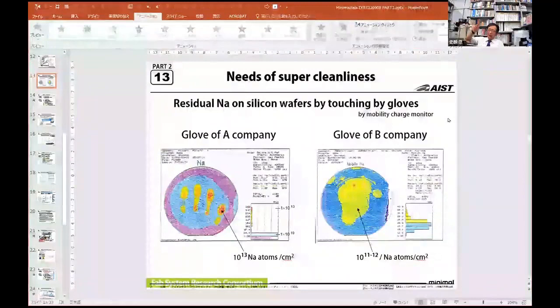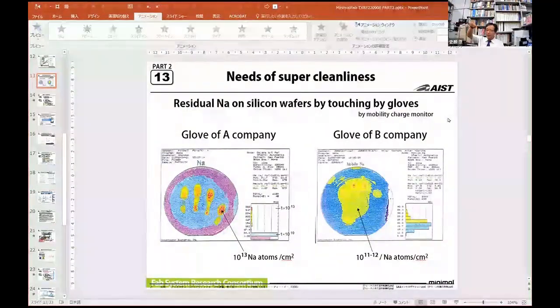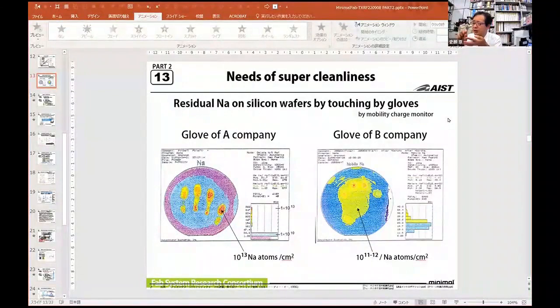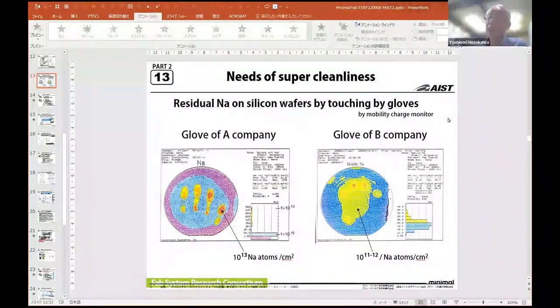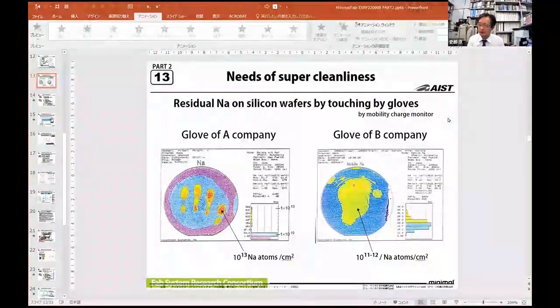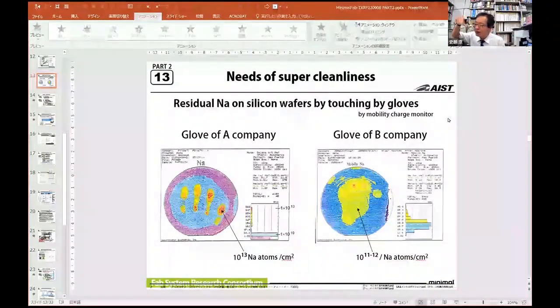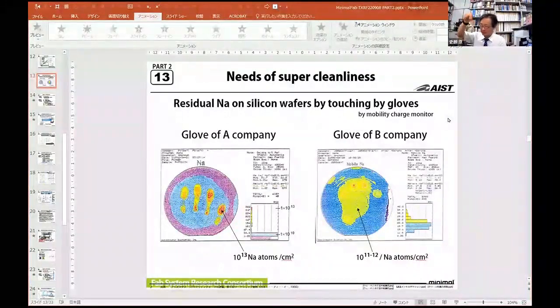This is a non-contact CV system like the Kelvin probe. You can measure the local charges by using a very small condenser. If you have sodium, the charge amount is different in a local place, so the charge is changing. Not SEM-EDX. This is a very small local probing method.